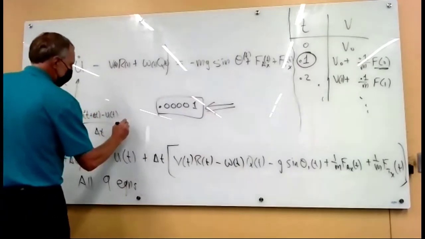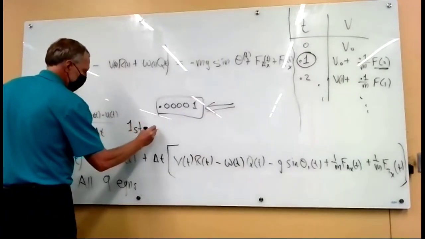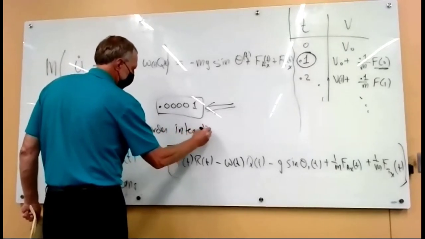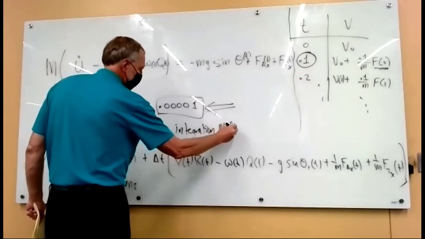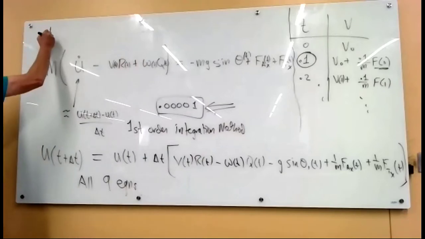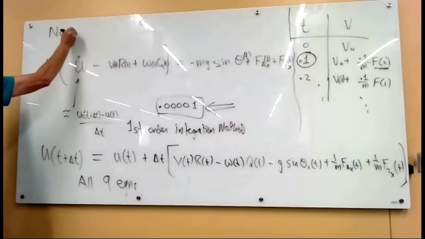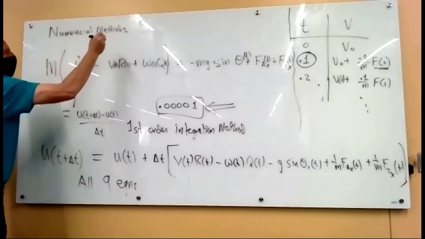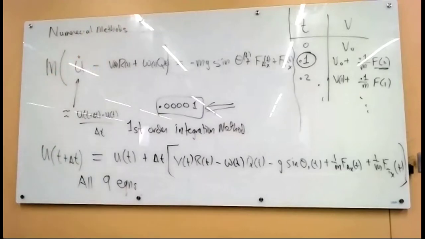This is called a first order integration method. And it turns out that for aircraft flight dynamics, that's not good enough, because you have to use such a small time step that to try to do this in real time, the computer can't keep up. And so there are other numerical methods that people have developed to do this. In fact, they were developed even before computers, because people did this by hand.